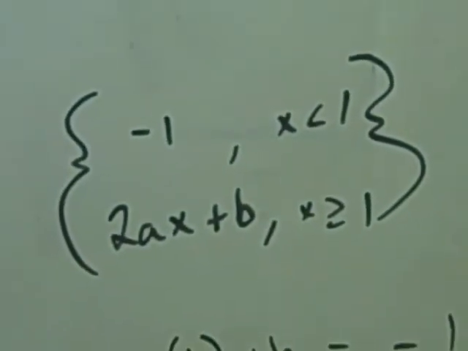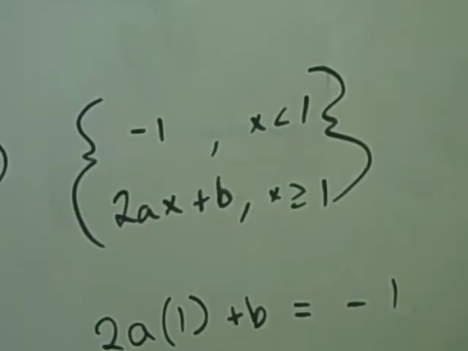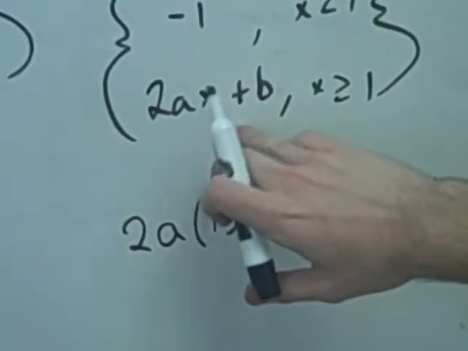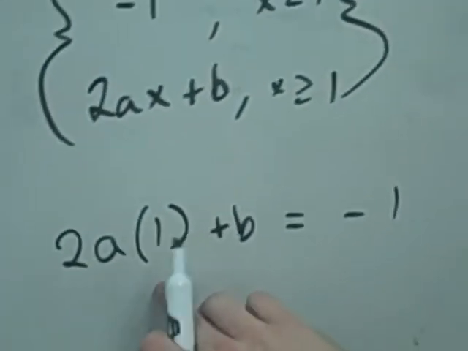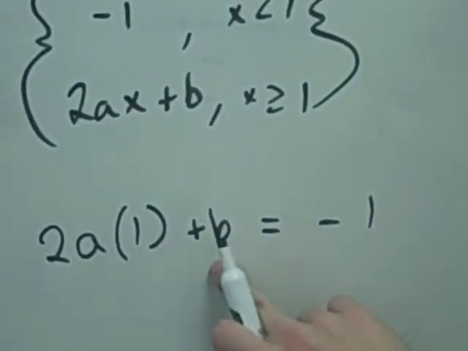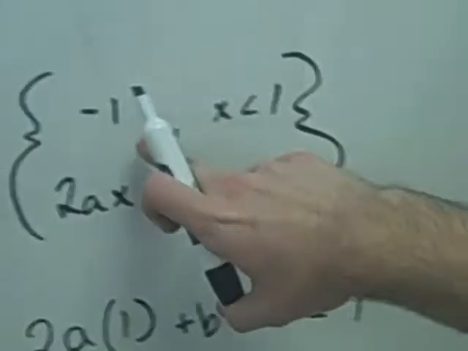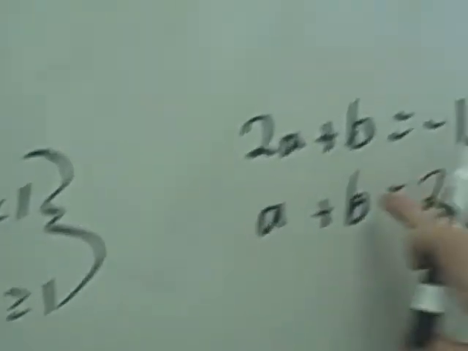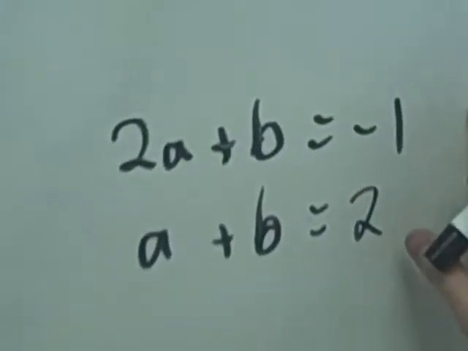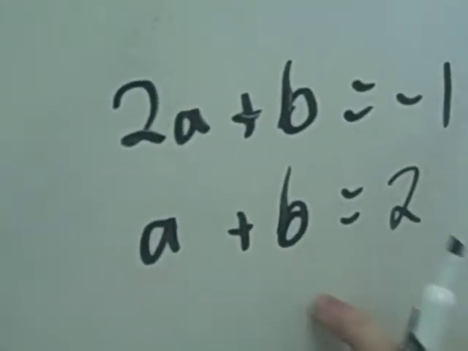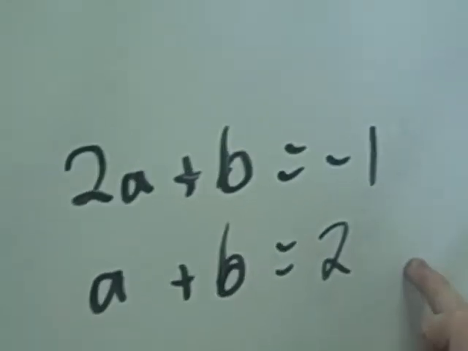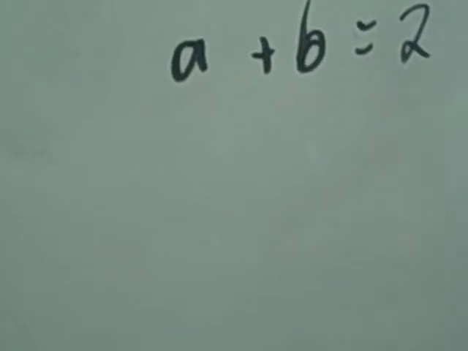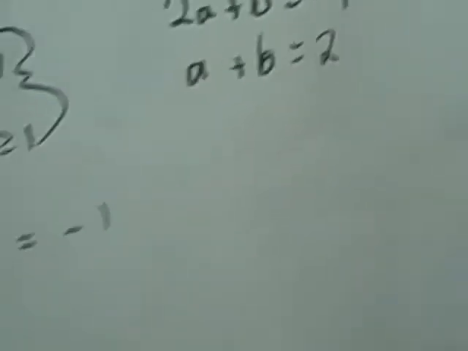And so we would do basically the same thing we did before. We would have to say that 2ax plus b, and in this case x is 1 because that's the point they share, has to equal negative 1 because that is the derivative of the first part. And so you get 2a plus b equals negative 1. And then we also know that a plus b equals 2. This is what makes it continuous. And then this is just a simple system of equations, and so you would just solve it.